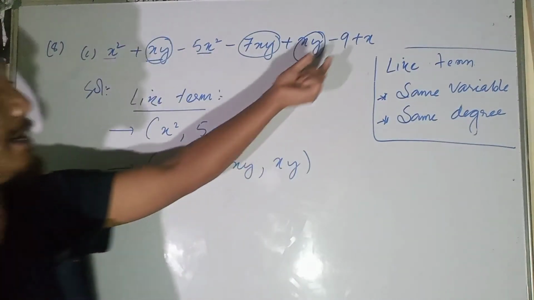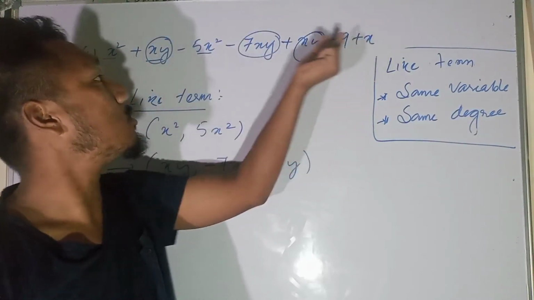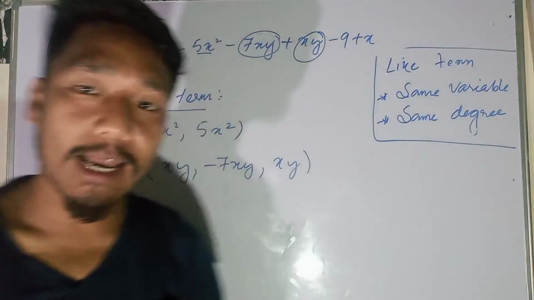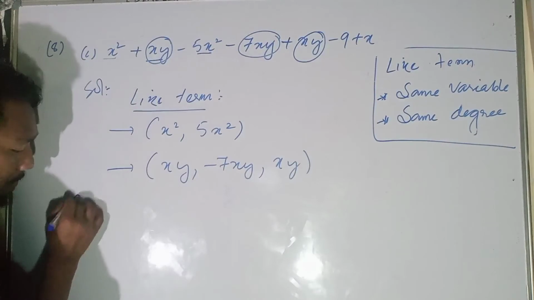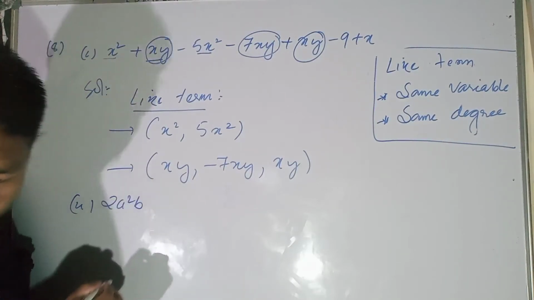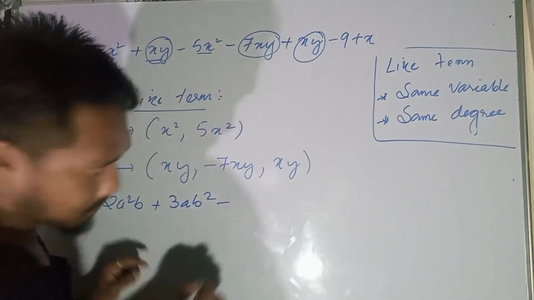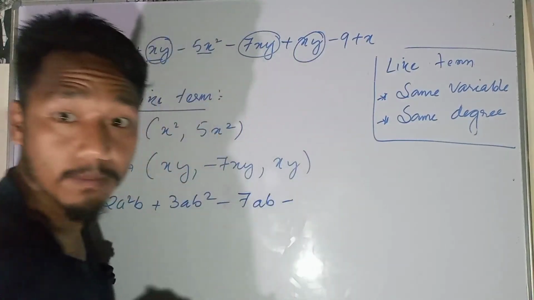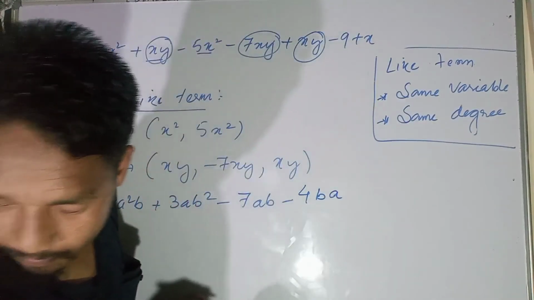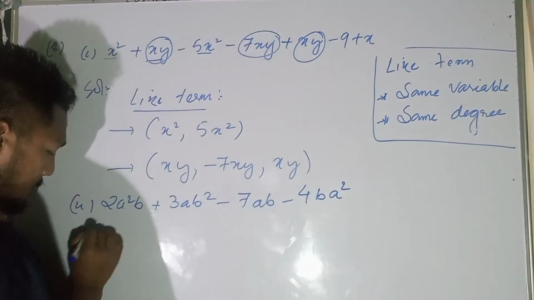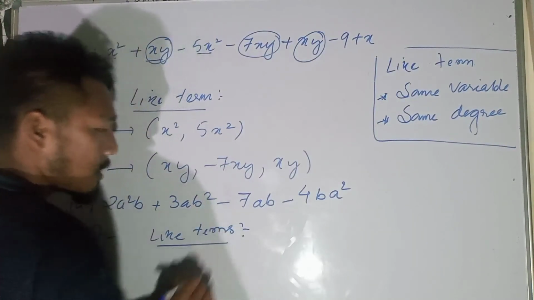Now we have 9, no other numbers are there. 9 is a constant term, that means there is no like term. X, no x is there, that means they are also not like terms. Okay, next let's go to question number 2, Roman number 2. Okay, let's go to the next question.